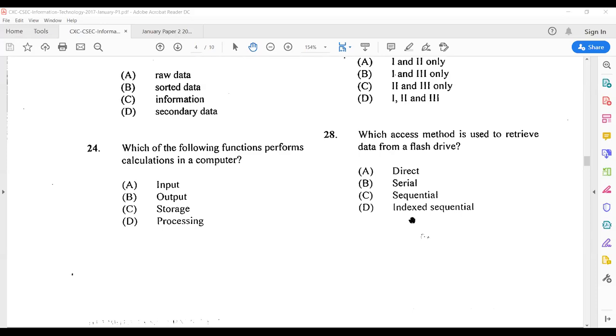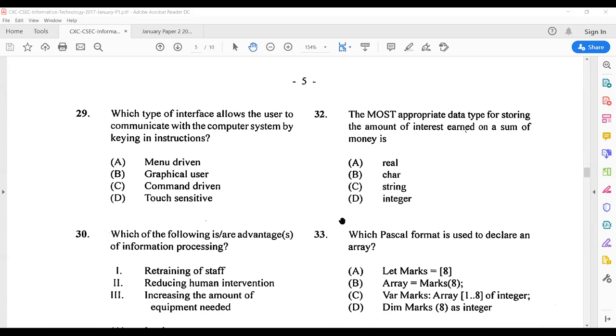Which access method is used to retrieve data from a flash drive? Right, so we have direct, serial, sequential, and indexed sequential. Yeah, you remember for flash drives, data could be accessed directly, right? That's one of the main points of it, and that's why with flash drives it's much faster to copy data than with other devices. Okay, so the answer for 28 is A. All right, 29.